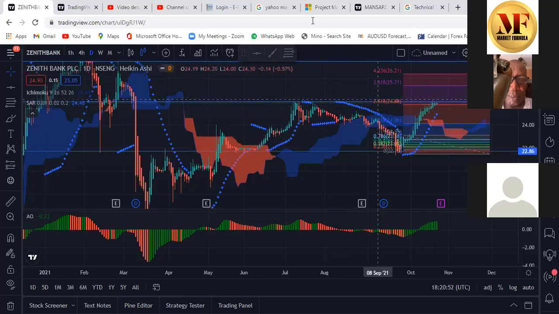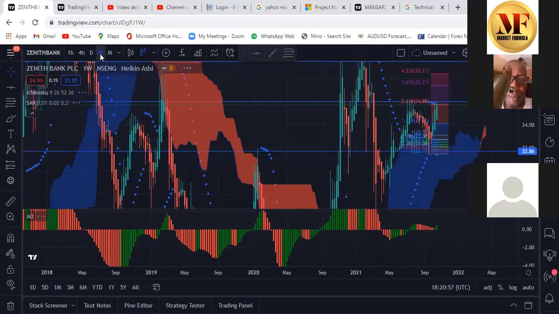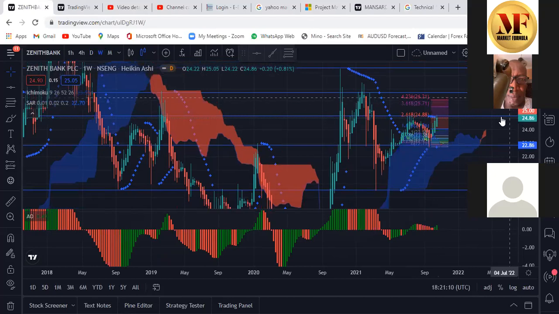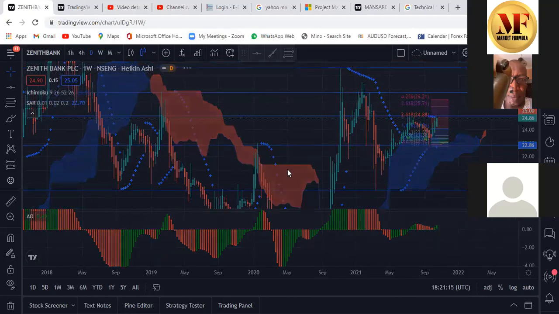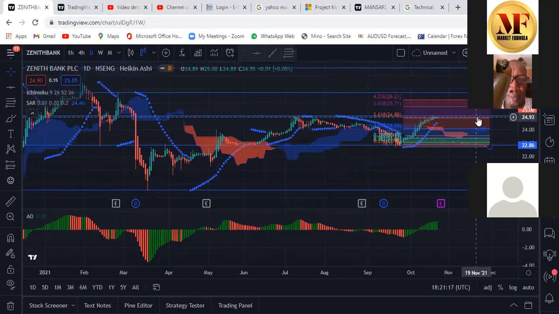can we look at the weekly for Zenith? Can we check weekly for Zenith? Okay. Weekly, yeah. You see what happened? Look at what is happening. So you see that level is a strong resistance. If it's able to break it, then it will go to the next resistance, which is at 26 naira 75 kobo. But currently, that is the level that is holding it.